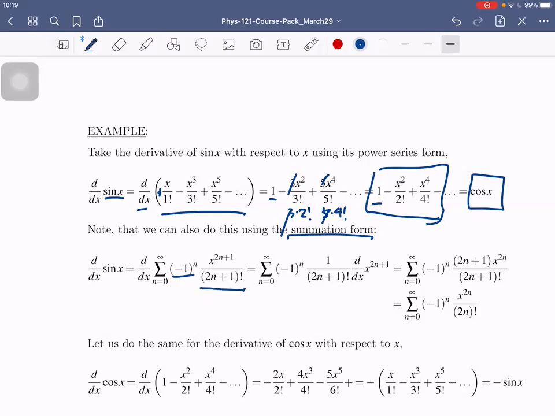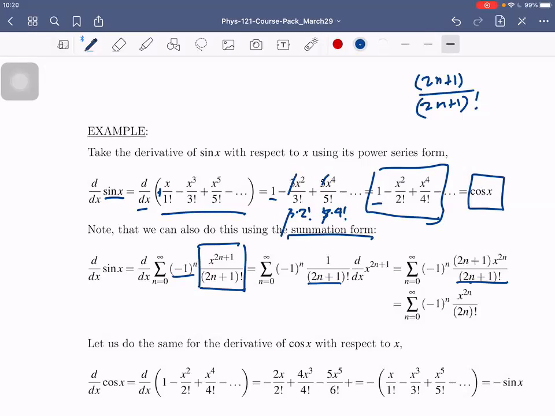So we have negative 1 raised to n times x raised to 2n plus 1 over 2n plus 1 factorial. Remember, these are added terms. Okay? Then we apply the differentiation only to the x, the variable. So we have x raised to 2n plus 1. So we get 2n plus 1 times x raised to 2n, because we subtracted one. Then we keep the rest the same because it is constant. So now we have 2n plus 1 over 2n plus 1 factorial.